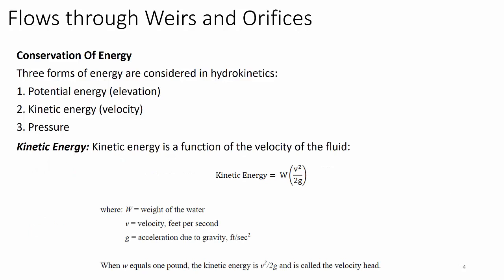Kinetic energy is a function of the velocity of the fluid. So it's the weight of the water times the velocity in feet per second squared over 2 times gravity. So W equals 1 pound. The kinetic energy is V squared over 2G, and that's called the velocity head. Kinetic energy is what does the damage in floods.